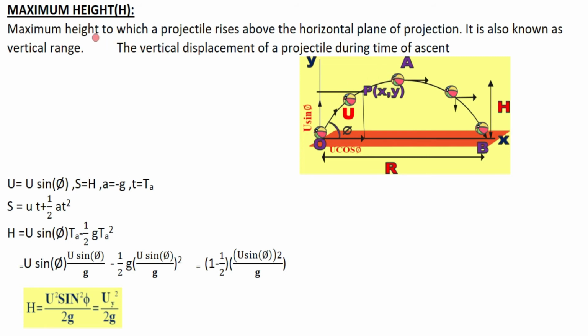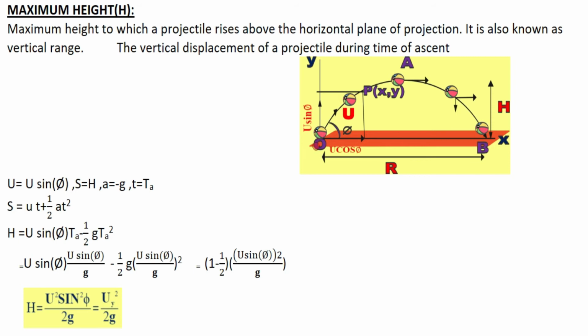Now, how will you define maximum height? The vertical displacement of a projectile during the time of ascent is called maximum height. The other way of defining it: the maximum height to which a projectile rises above the horizontal plane of projection is called maximum height. This maximum height can also be termed as vertical range. Now let us derive the expression for maximum height.